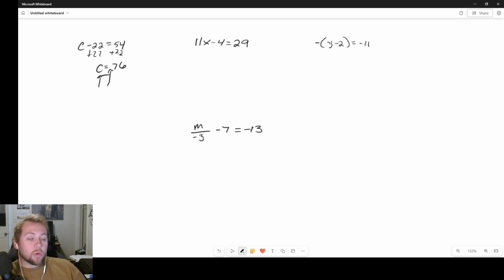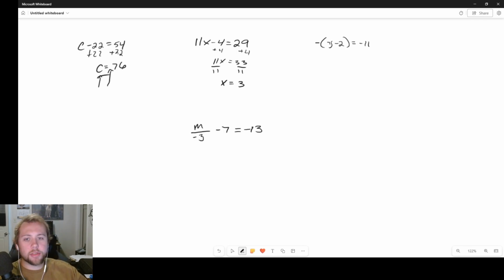Here we're going to work away from our variable, closer to our variable is the best way to put it. So we're going to work backwards. So I'm going to add 4 to both sides here to get an 11x is equal to a 33. And then I divide by 11 on both sides, and we get an x is equal to a 3.